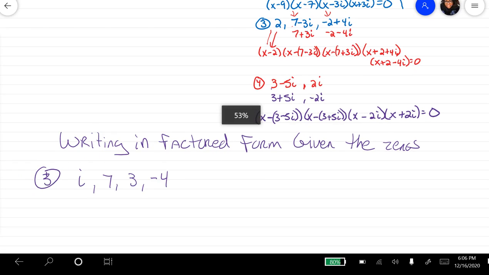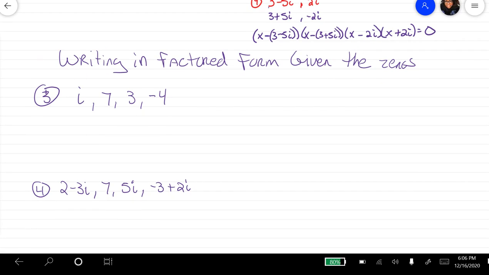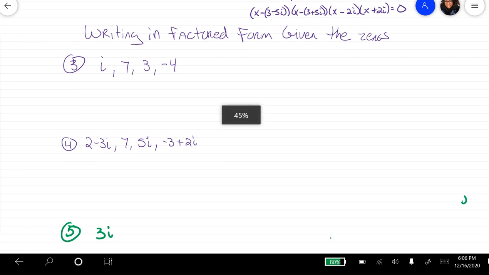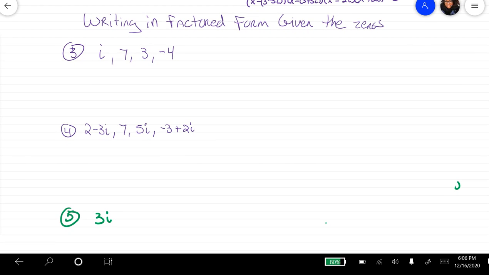Okay, I have 2 examples here. I think I have 3 actually, yeah. So I have 3 examples here. You guys pause your video, try to see if you can figure these out, try them on your own before unpausing and checking the answers.